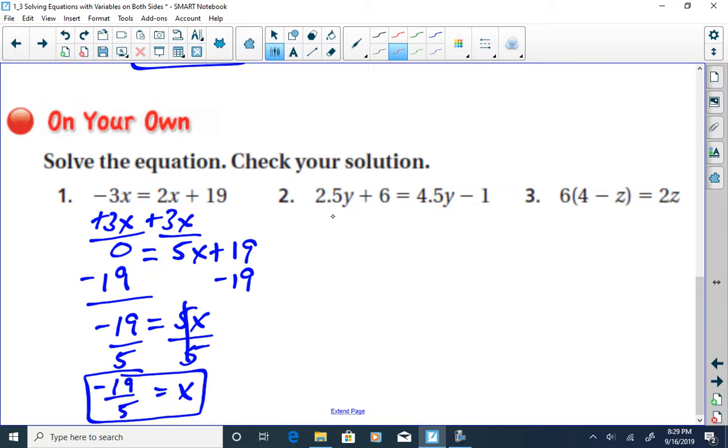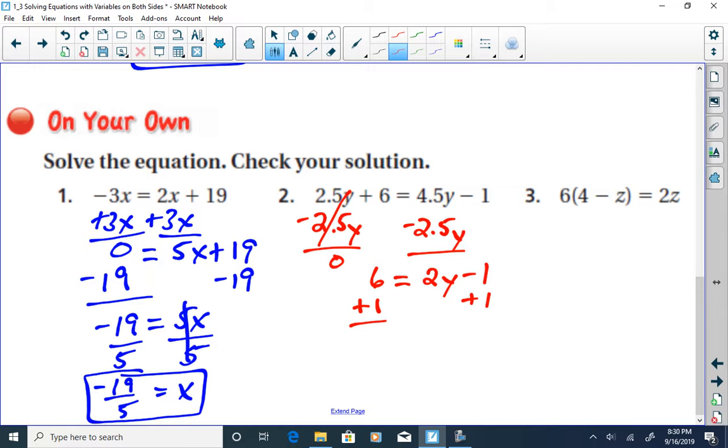I see I have variables on both sides of the equation. I want to remove the variable with the smaller coefficient. 2.5 is smaller than 4.5. So let's remove the 2.5y from the left side of the equation and remove 2.5y from the right side of the equation. On the left side of the equation, that becomes 0. We're left with 6 is going to be equal to 4.5y take away 2.5y, that's going to be 2y. And then we have minus 1.